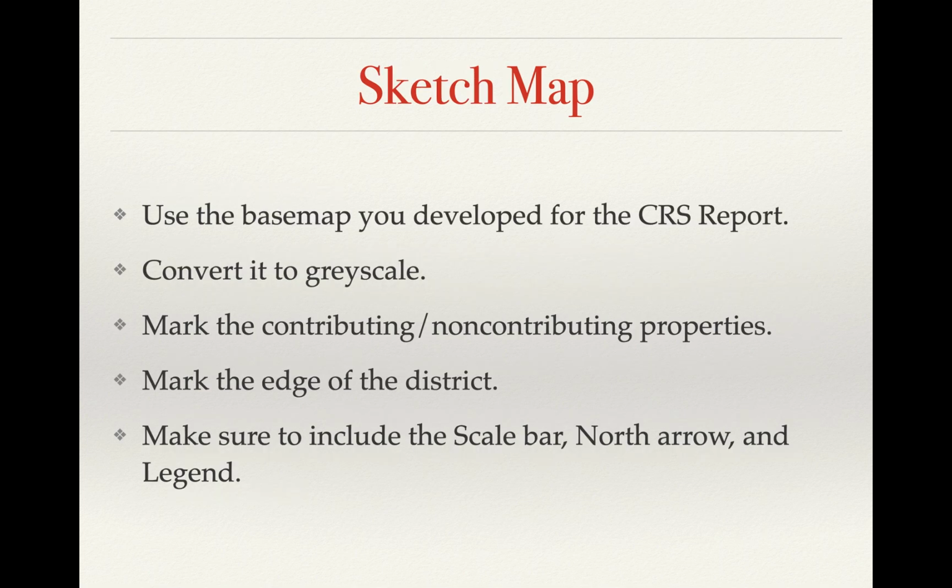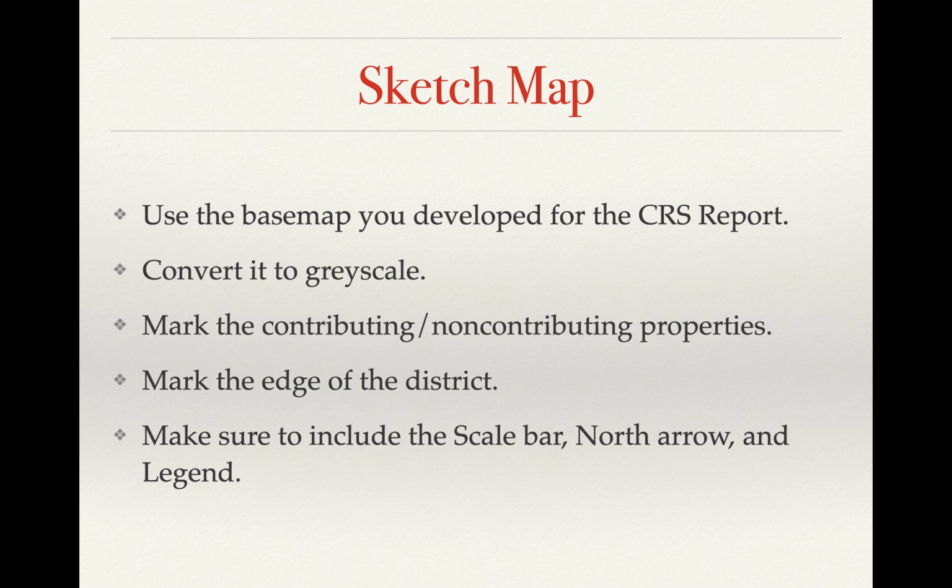Next is the sketch map. The sketch map is required, again, for nominations, and this is one of the tasks that you're going to complete for this next assignment. So you're going to start with the base map you developed for the CRS report. You're going to convert it to grayscale, and then you're going to mark the contributing and non-contributing properties. Now, bear in mind, this might be different than what you did in your CRS report, because in your CRS report, you had not finalized your boundaries.